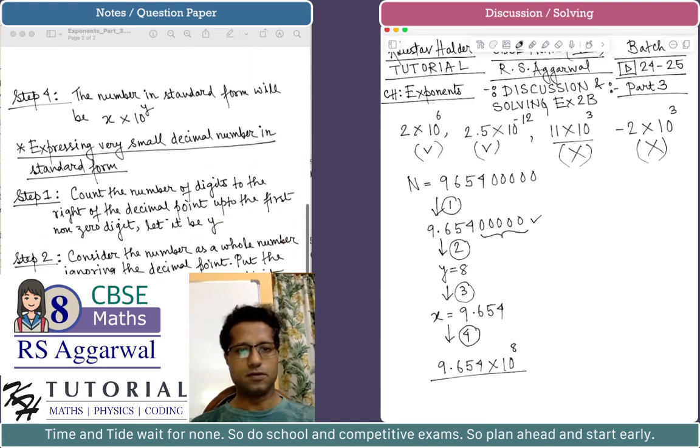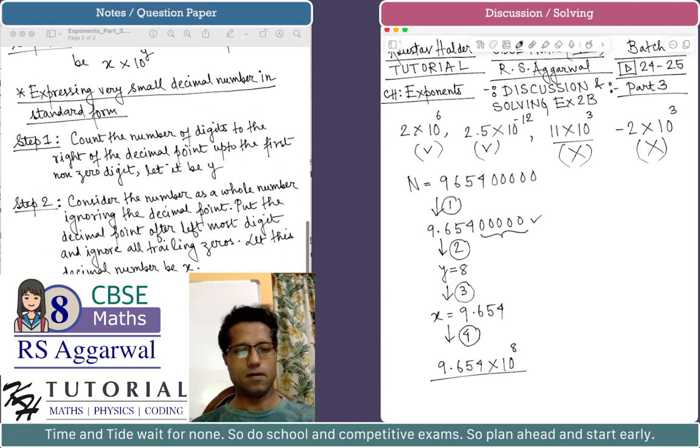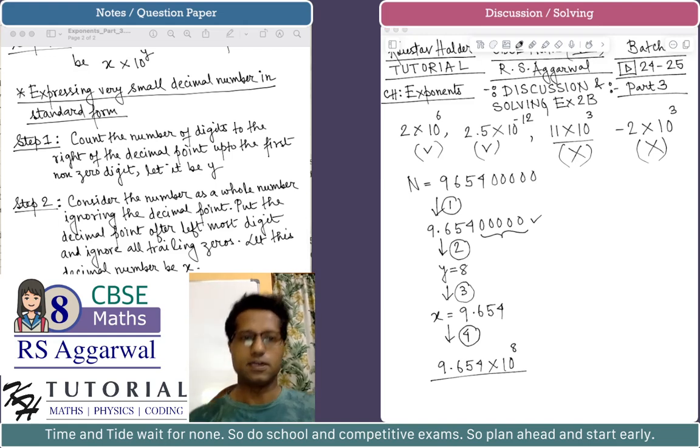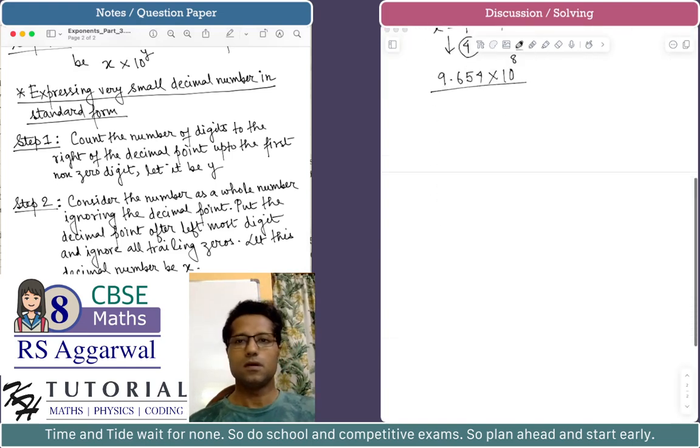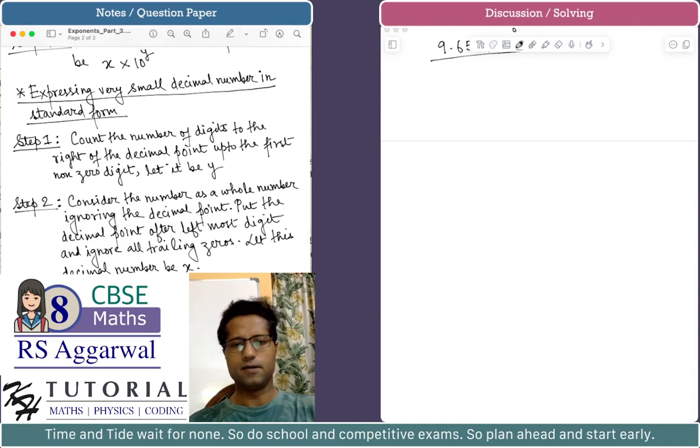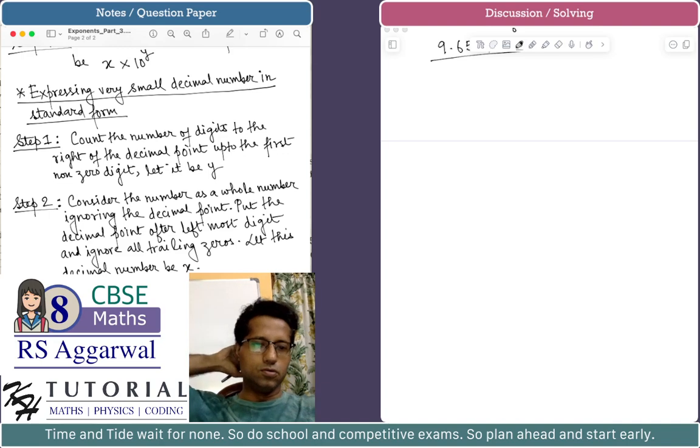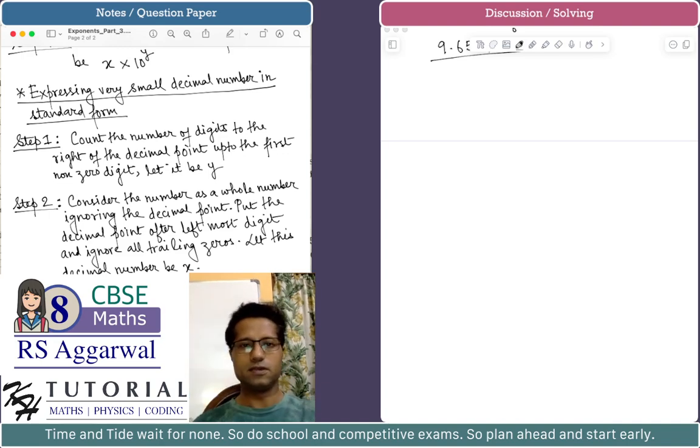Now let's discuss how we express a very small number in the standard form. A very small number will be in decimal form: after the decimal point there will definitely be no whole part, since it's a very small number, but there will be a lot of zeros and then some digits. Those are the numbers which we need to express in standard form.